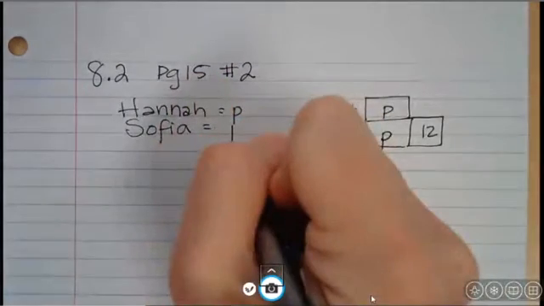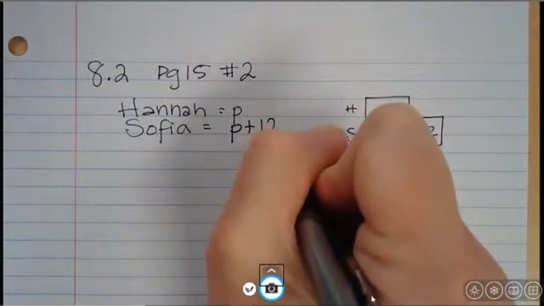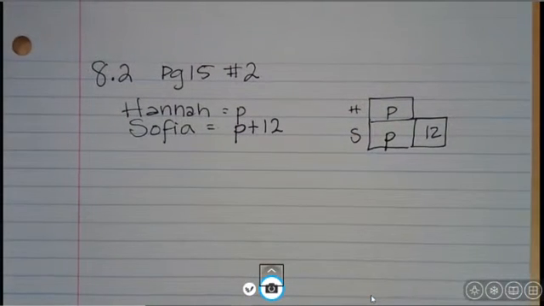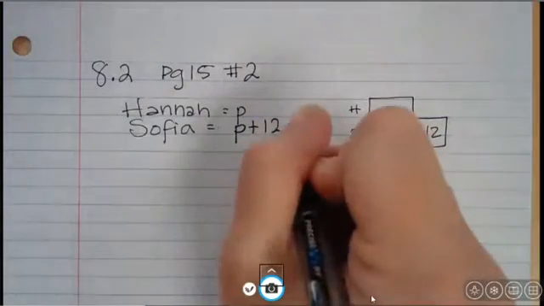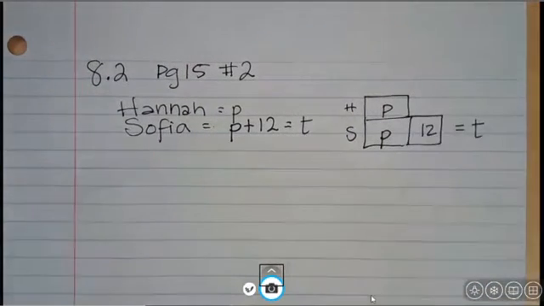So Sophia's expression should be p plus 12. Okay, and then it says express t in terms of p. So it says if Sophia took t minutes to jog around the park, so this we know t is Sophia's total amount. It says express t in terms of p.